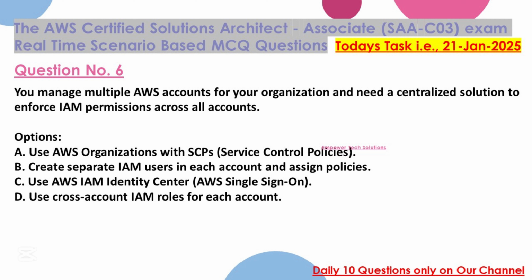You manage multiple AWS accounts for your organization and need a centralized solution to enforce IAM permissions across all accounts. Options: A. Use AWS Organizations with SCPs, service control policies. B. Create separate IAM users in each account and assign policies. C. Use AWS IAM Identity Center, AWS Single Sign-On. D. Use cross-account IAM roles for each account.